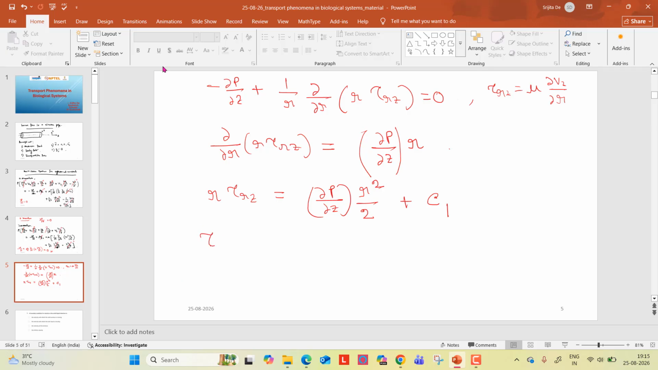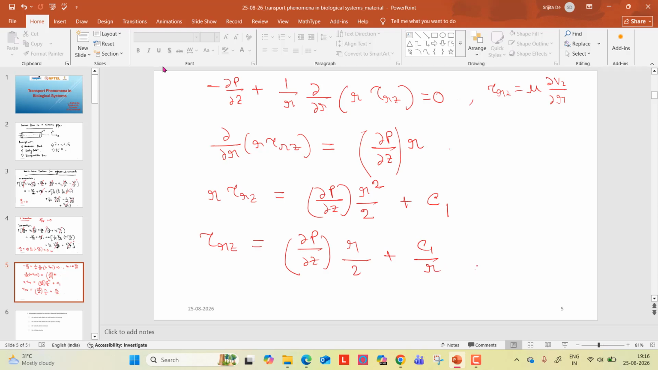And what is tau rz? Tau rz will be del p del z into r by 2 plus C1 by r. Okay.